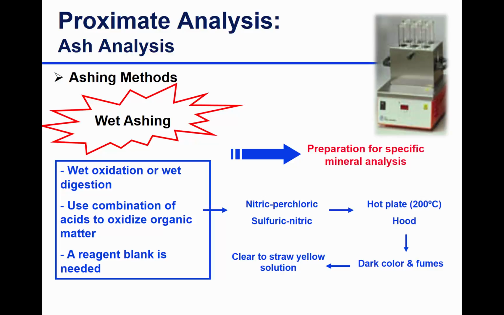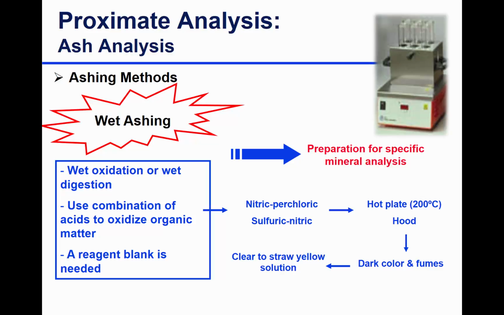All right, so wet ashing. It's mostly used for preparing your sample for mineral analysis. So wet ashing is basically involving corrosive acids that are highly concentrated. To oxidize, instead of burning it off, it's just digesting it with an acid and also oxidizing it into fumes, basically.